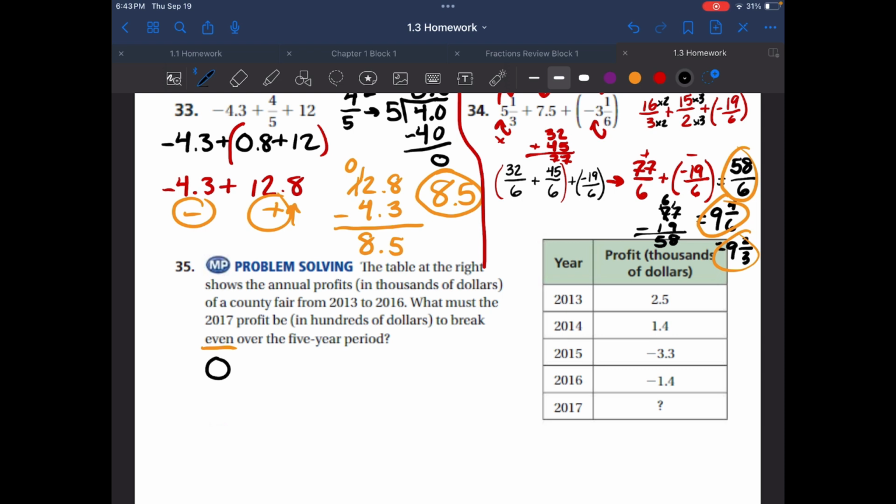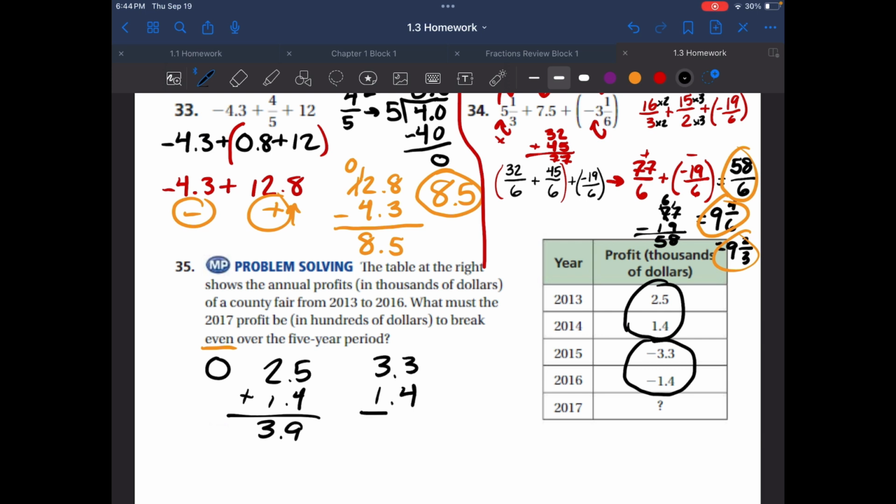We are looking to see out of all of our profits that we made over there, how would we make it to 0? Easiest way to do this, we're going to add our positives, we're going to add our negative numbers together, and then we are going to do some subtracting. 2.5 plus 1.4, right? I should have 5 plus 4 is 9. Add your decimal point. 2 plus 1 is 3. That is my positive profits.